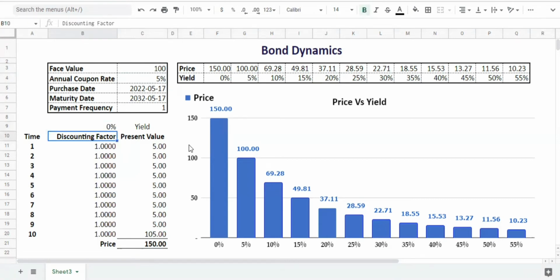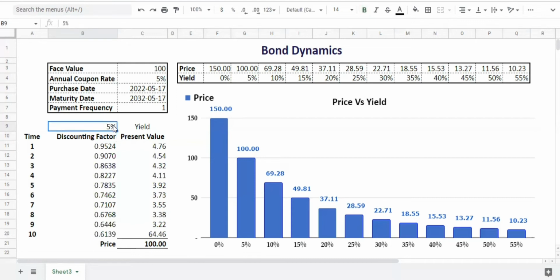If I change this value to 0, this discounting factor becomes 1, right? So you can see from this formula, the discounting factor becomes 1, and we are left with only the 5 coupons plus the 105 at the end of the 10th period, where the price of the bond becomes 150. This is the first scenario. Afterwards, if we change this value to 5%, then you are left with this 100, as I explained previously.